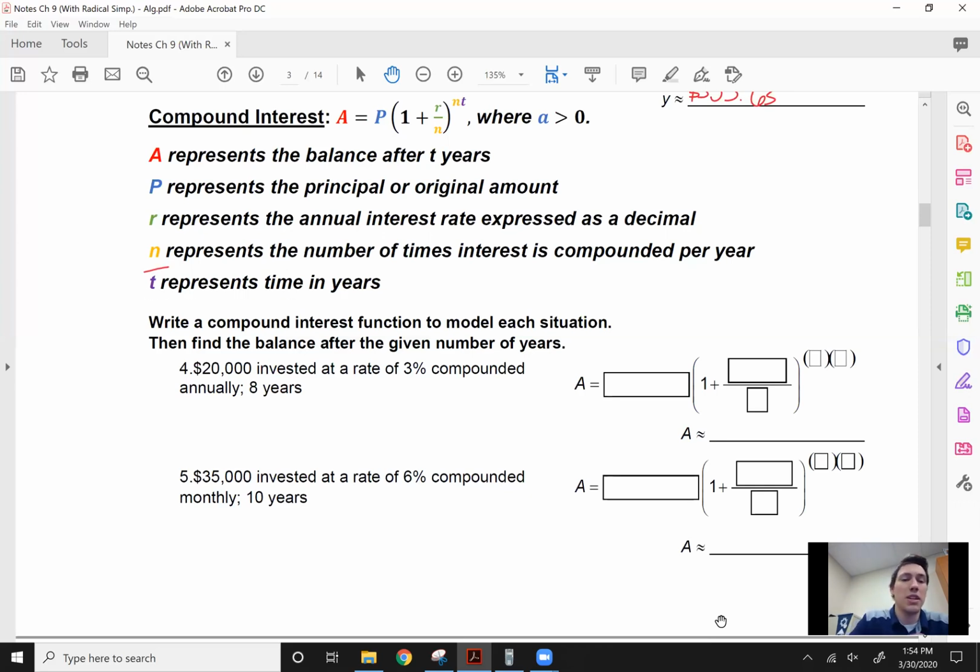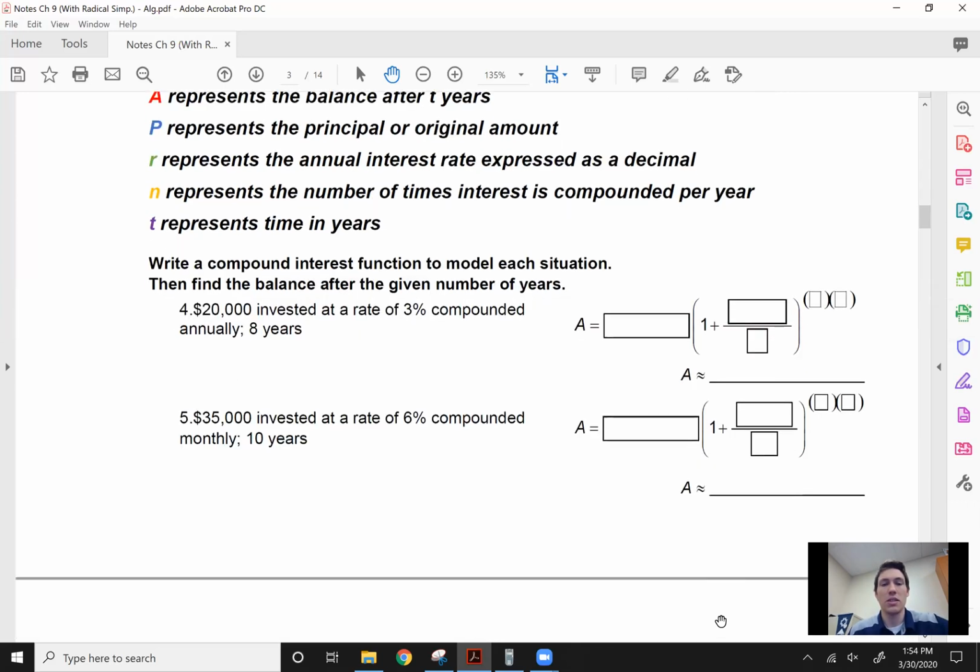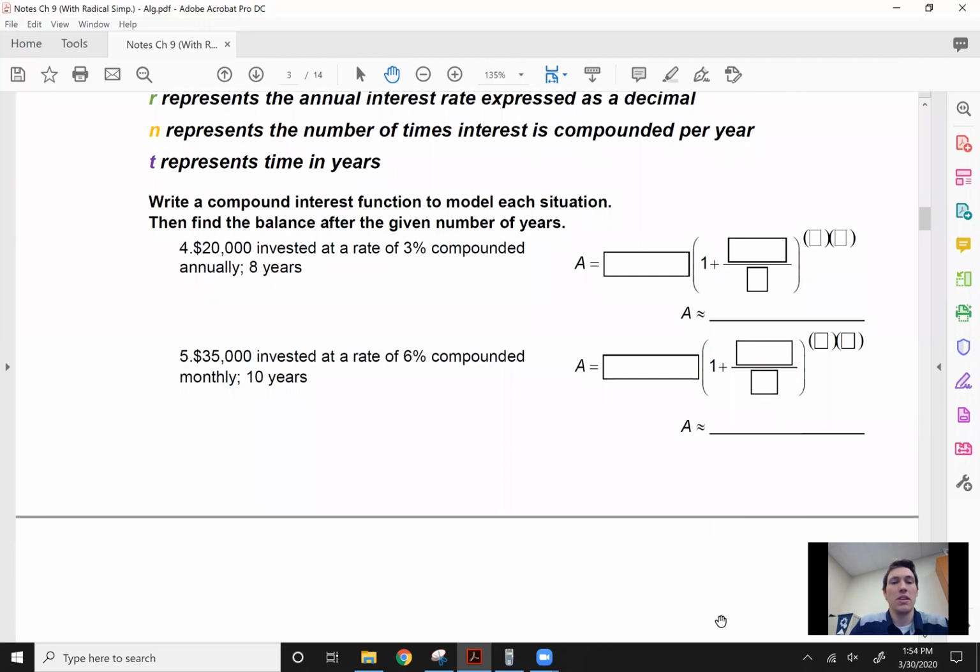So N, if it said compounded annually, that only means one time a year. If it said compounded every 3 months, that would be 4 times a year. If it said compounded monthly, that would be 12 times, etc. So let's look at these examples here. It says you started off with $20,000 invested. So again, that's my initial. 20,000.